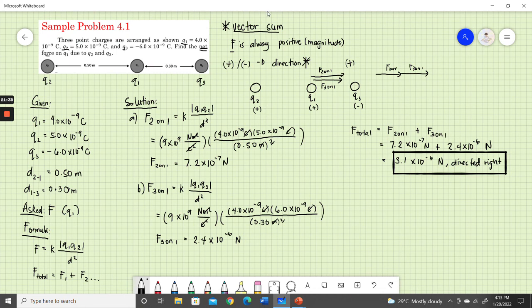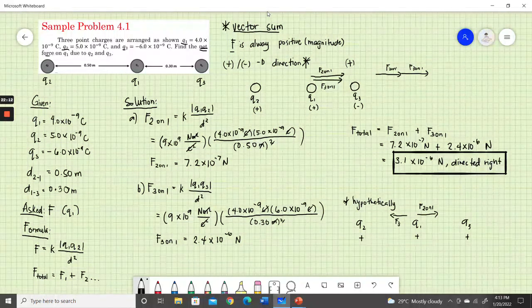So again, for the vector sum, you have to consider the direction. Let's say hypothetically I have Q2 as positive, Q1 as positive, and Q3 as positive. Q2 would want to repel Q1, so this is my direction here, F2 on 1. And as you can see, Q3 is positive also, so it wants to push Q1 away from itself. So this is my F3 on 1. As you can see, they're in different directions now.